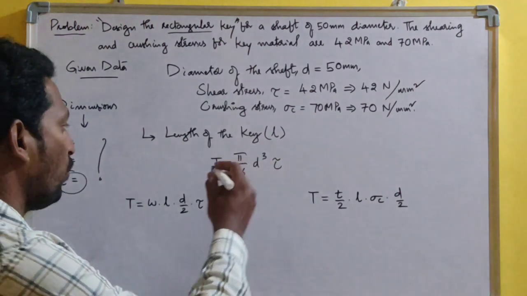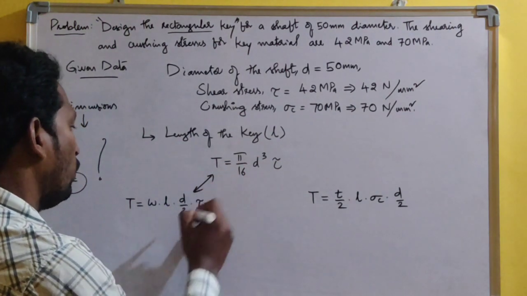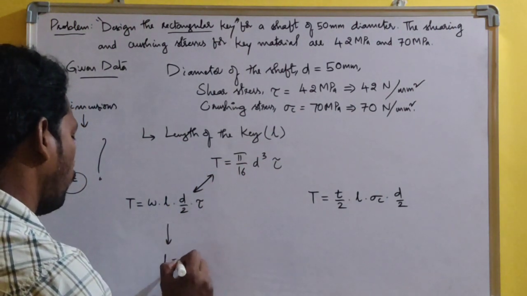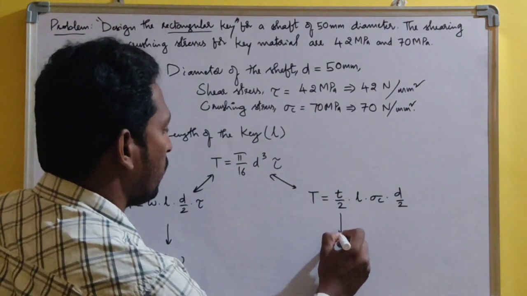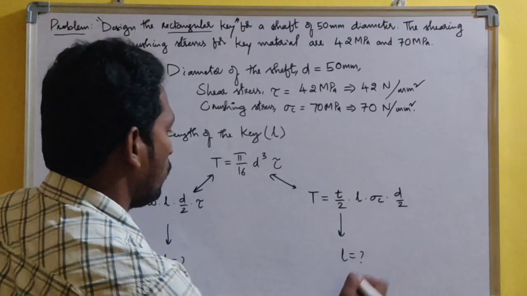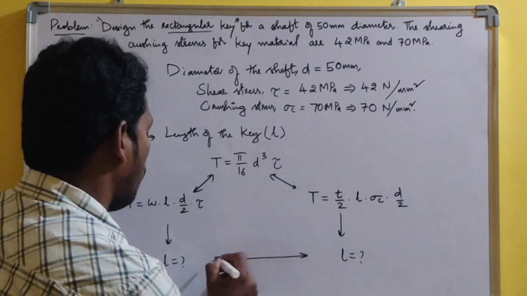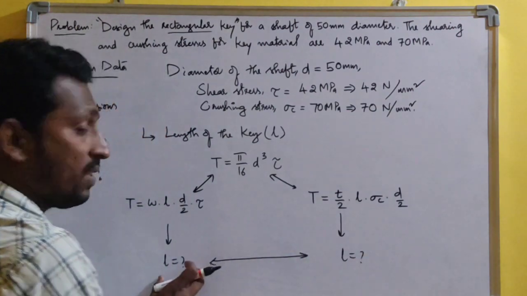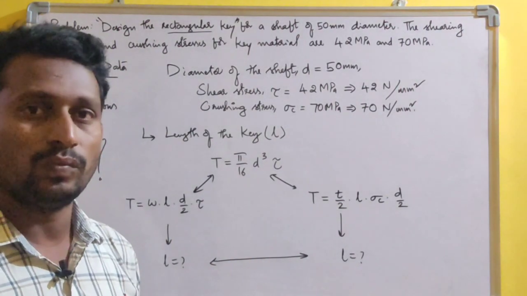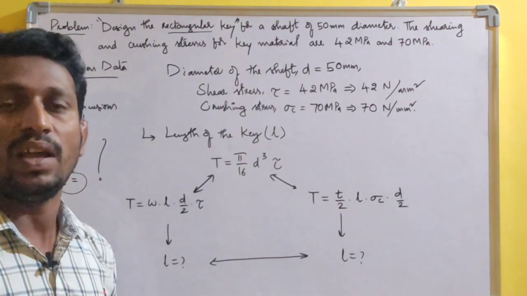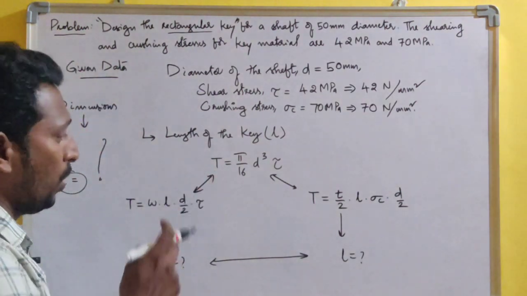When we equate the torque with the first relation, we will get one length, and when we equate it with the second relation, we will get one more length. So from these two relations, we will get two different lengths, and we will pick the larger value. That will be the length of the key. So now we will do that.